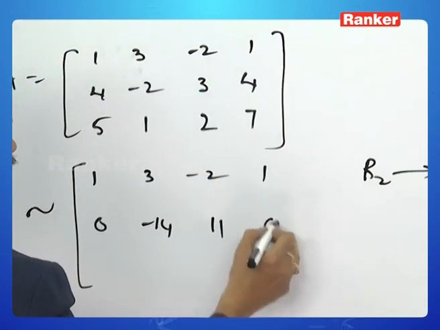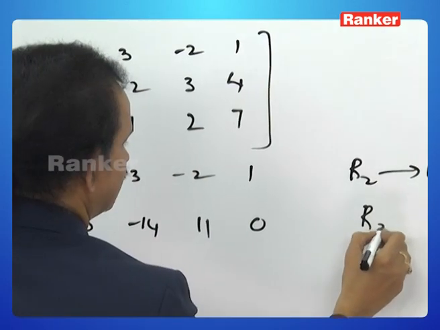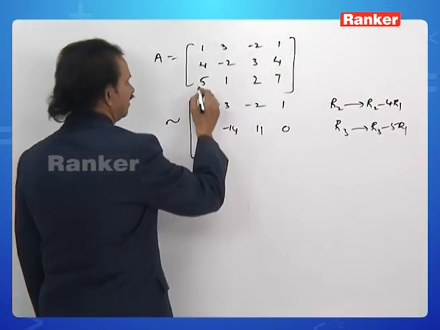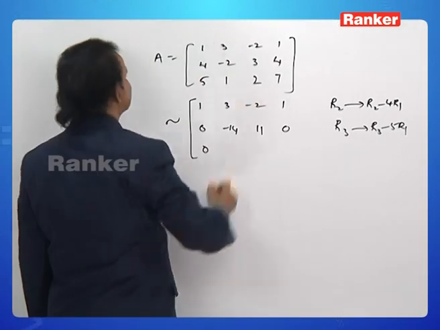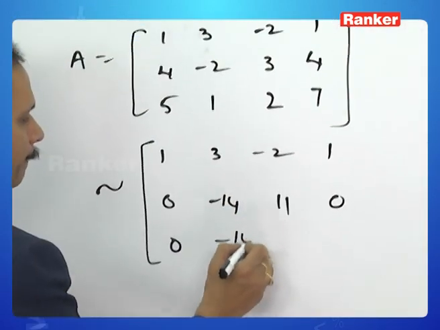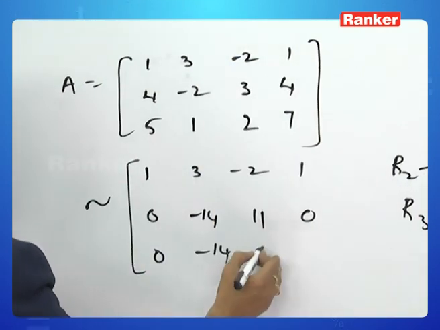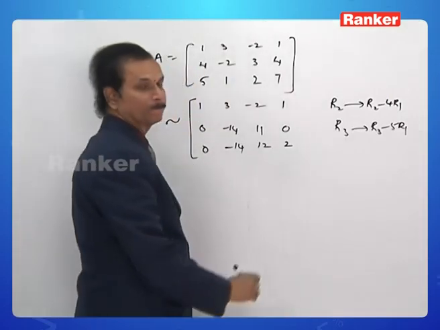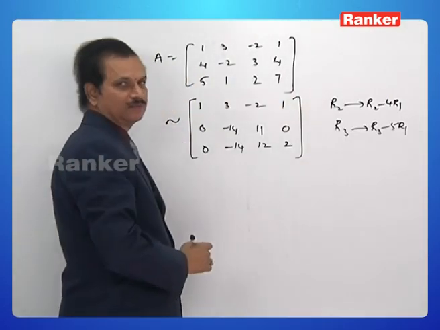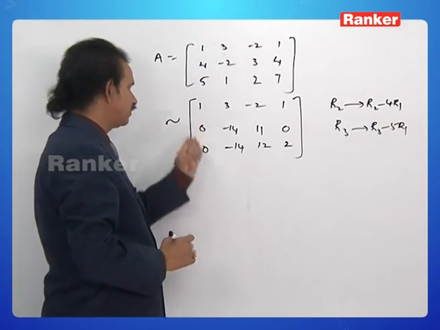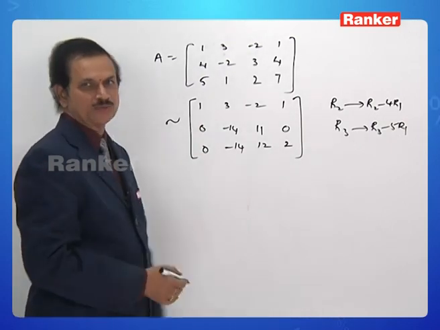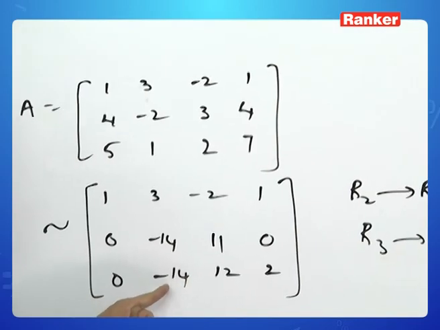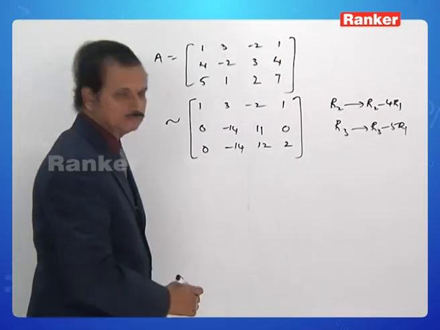4 minus 4, 0. R3 changes as, come on, tell me. R3 minus 5R1. 5 minus 5. 1 minus 15. 2 minus of minus 10. 7 minus 5. First duty is over. All the entries below the 1/1 place are 0. Second piece of duty, what is that? All the entries below the 2/2 place, this we have to make 0. Let us do.